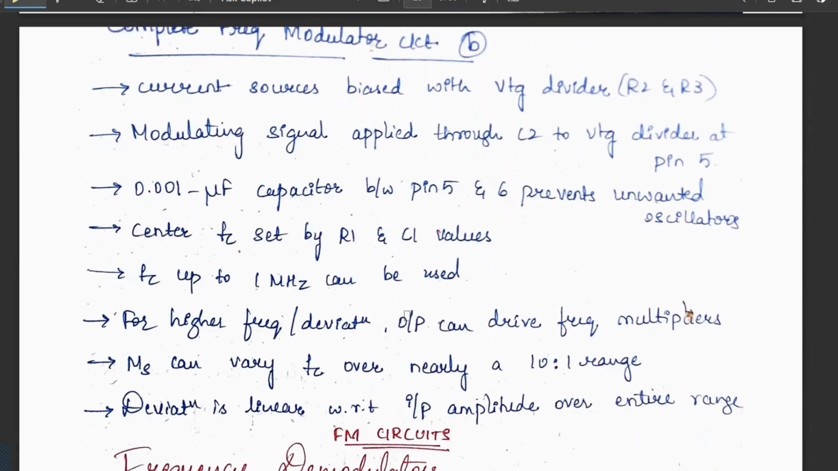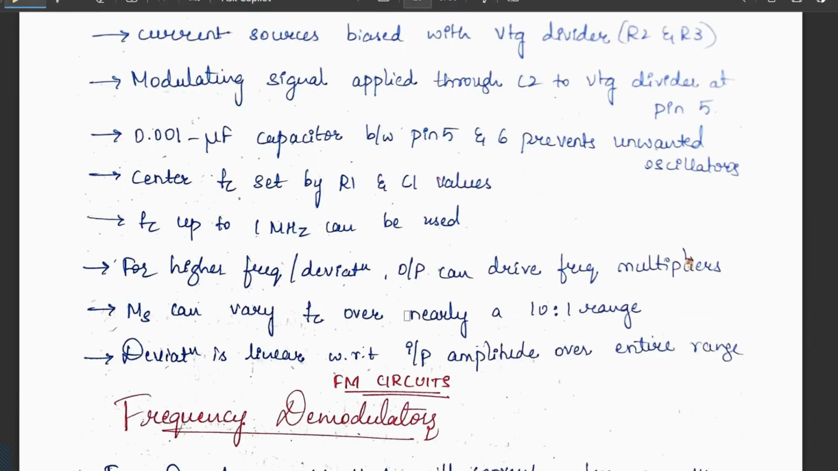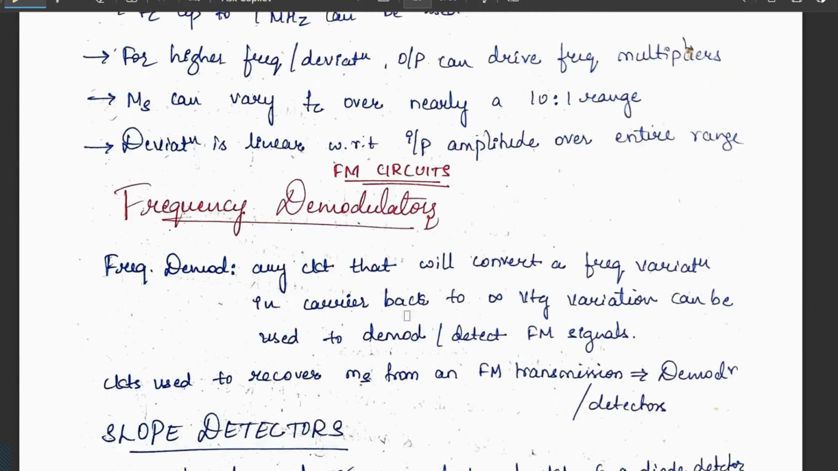The current sources are biased with the voltage divider R2 and R3. The modulating signal is applied through C2 to the voltage divider at pin 5. The capacitor between pin 5 and pin 6 prevents unwanted oscillations. Center frequency FC is set by the R1 and C1 values. FC is up to 1 MHz, and can be used for higher frequency deviation. The output can drive frequency multipliers. The modulating signal can vary FC over nearly a 10:1 range. Deviation is linear with respect to the input voltage over the entire range.